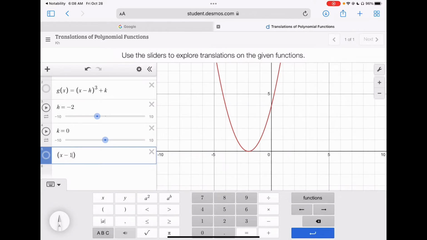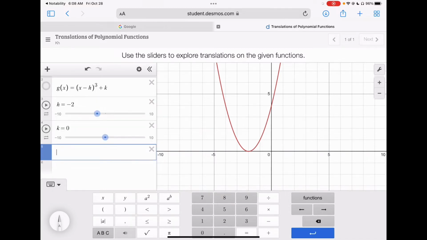Oops, not what I wanted to do. Hold on. I don't think I've ever done this on the notes. Okay, I'm just going to start fresh.